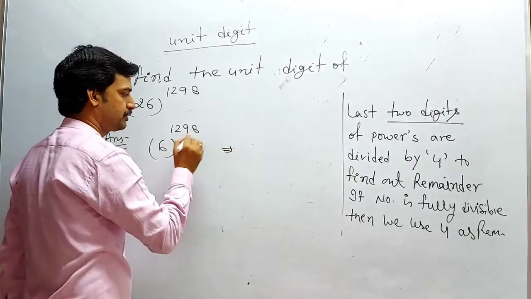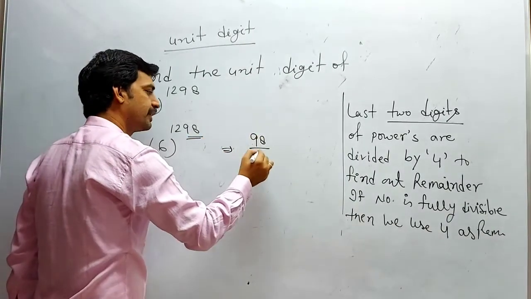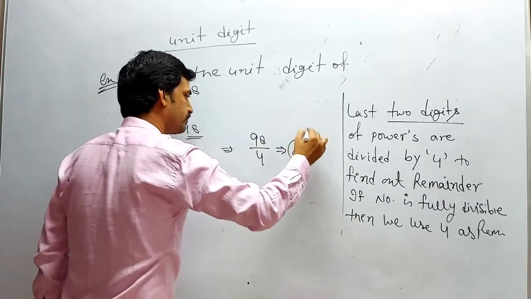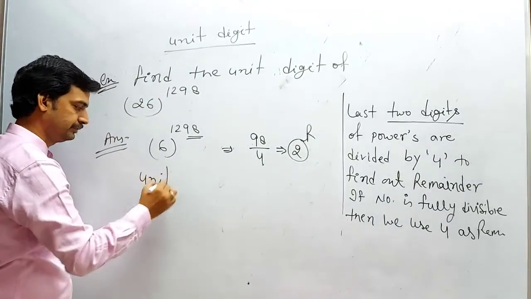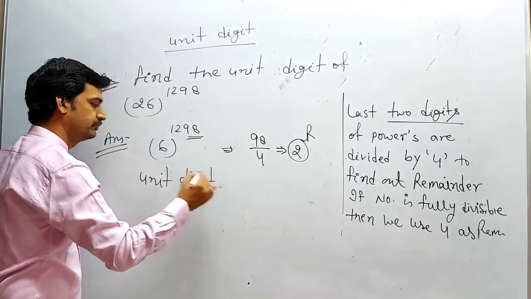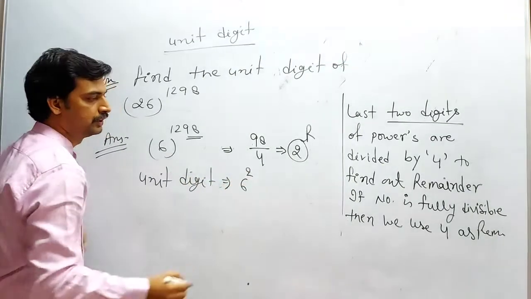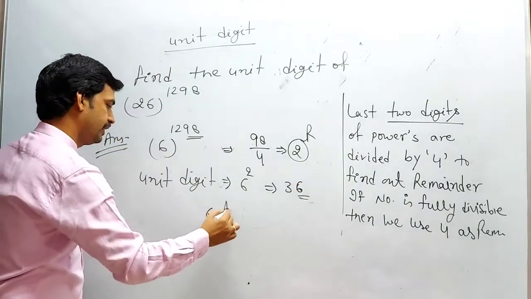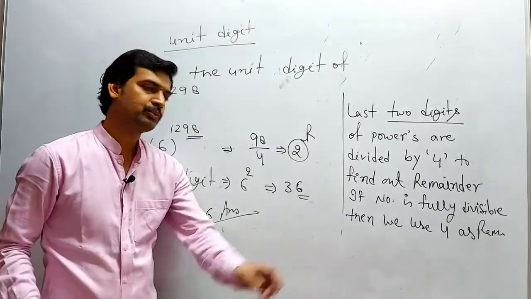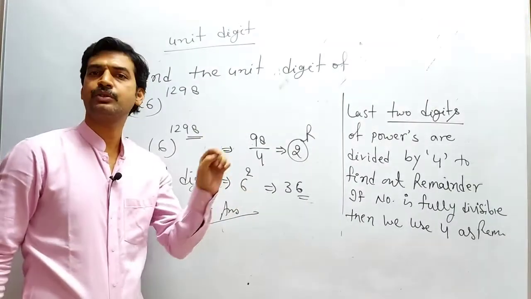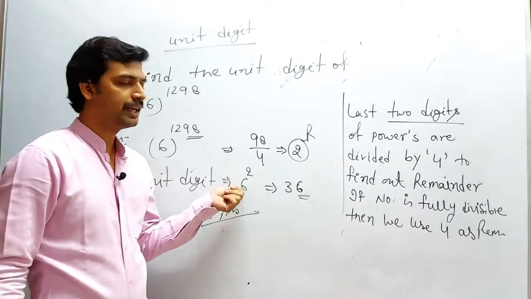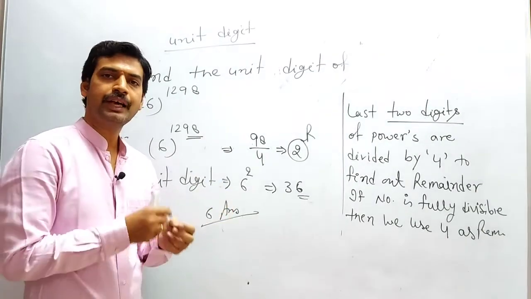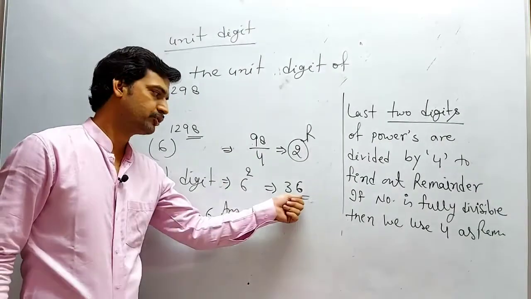We'll check it out. The last two digits are 98, divided by 4. The remainder would be what? 2. So the unit digit would be 6 raised to 2. 6 raised to 2 is what? 36. And the answer is what? 6. Now, as I told you earlier, the remainder would be 1, 2, 3 or 0. In place of 0, what will we use? 4. If we multiply 6 again and again with itself, it will give you 36 again. So as many times as you want to multiply 6, it will give you what? 6 as the unit digit.